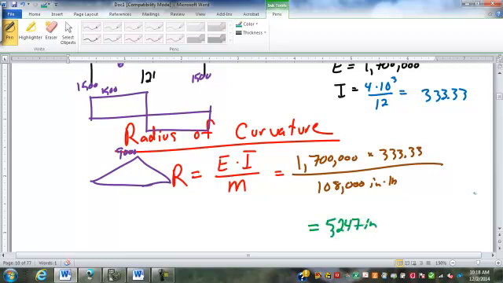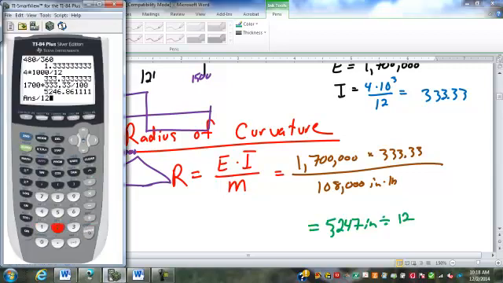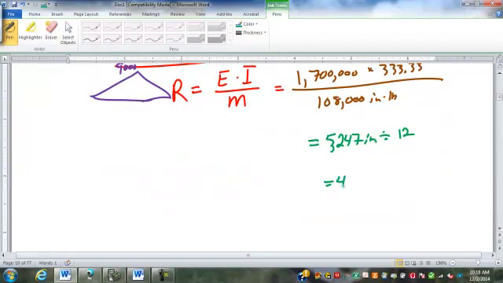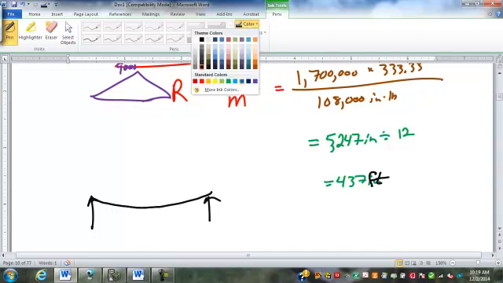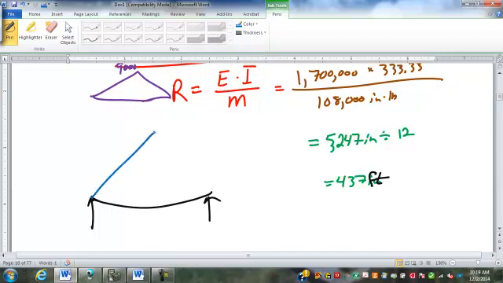Inches. Now I'm going to convert that back into feet by dividing by 12. 437, basically. What does that mean? That's going to be feet. You're right, thank you, feet. What that means is, if you assume that this beam is bending into a circular arc, the radius of that circle is 437 feet.